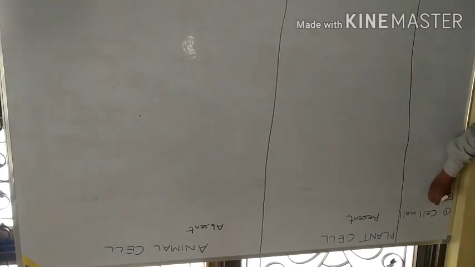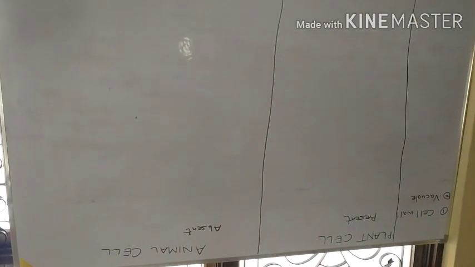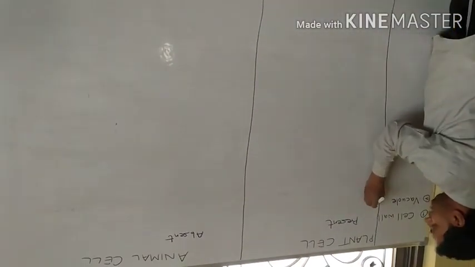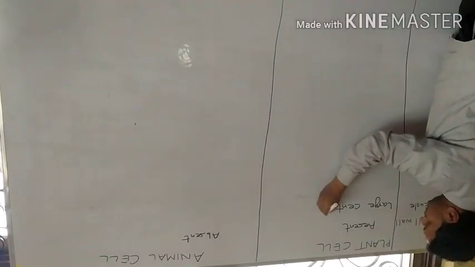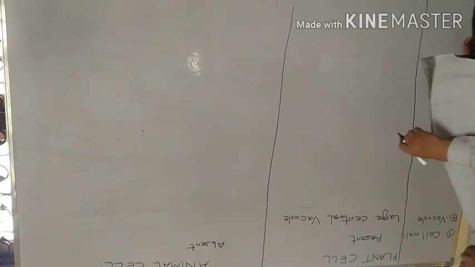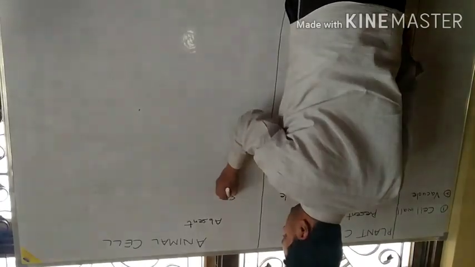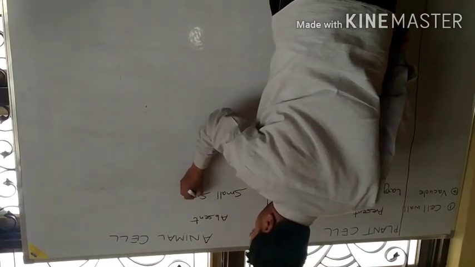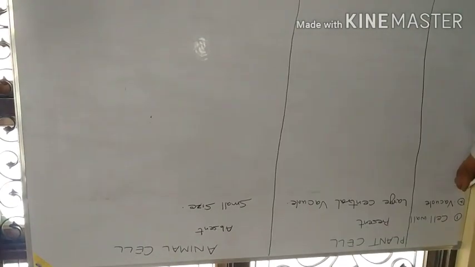Second point, vacuole. Large central vacuole is there. Here we will write in plant cell, large central vacuole. Whereas in animal cell, small size vacuole is present, not central vacuole. So we have discussed vacuole.